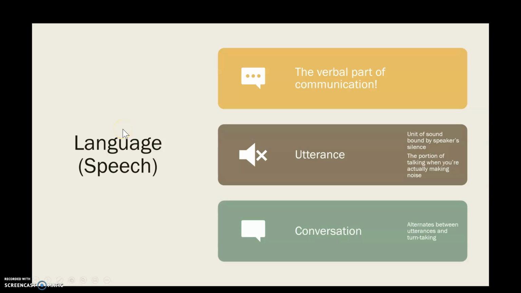So what is language? Language, or speech at least, is the verbal part of communication, and it consists of utterances. Utterances are a unit of sound bound by the speaker's silence. So it's any sound that has silence on each side of it. It's the portion of talking where you're actually making noise rather than the silences in between. Conversation alternates between utterances and turn-taking. And these are normally in the form of words, obviously.